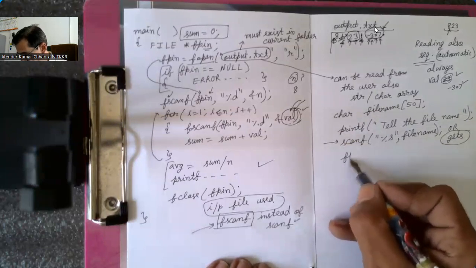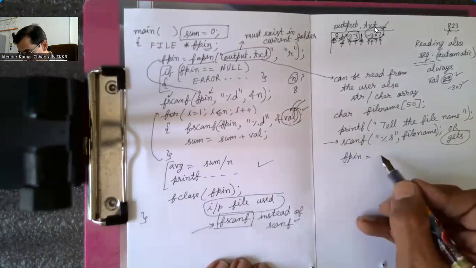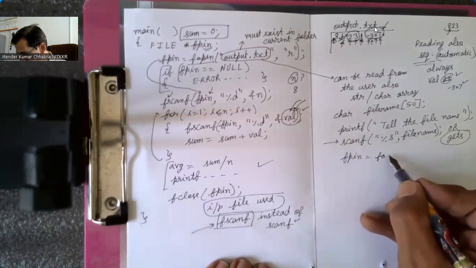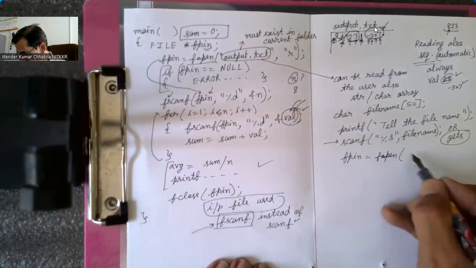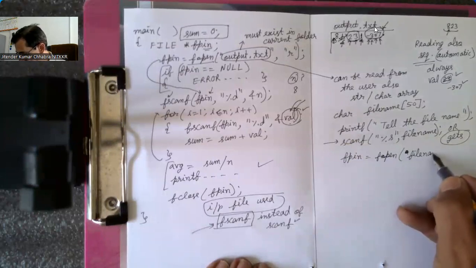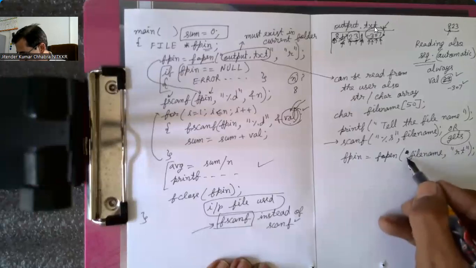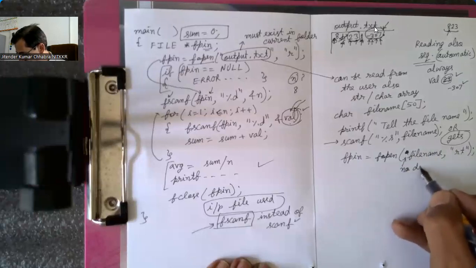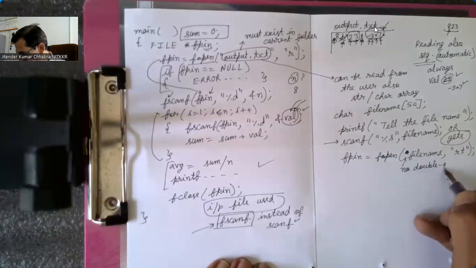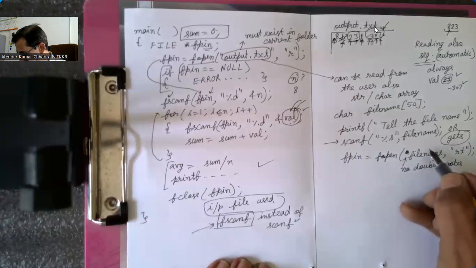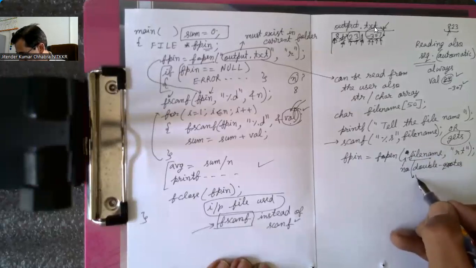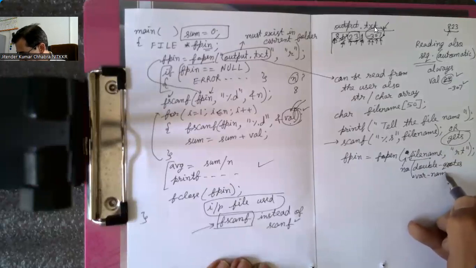Now, in your file opening, fp in or fp out, you will say fopen, no double quotes, file name variable name, comma, let's say read or read text, whatever. No double quotes. Because a double quote means it becomes a constant name. You don't want a constant name, it's a variable. File name is a variable. So file name will mean no double quotes.